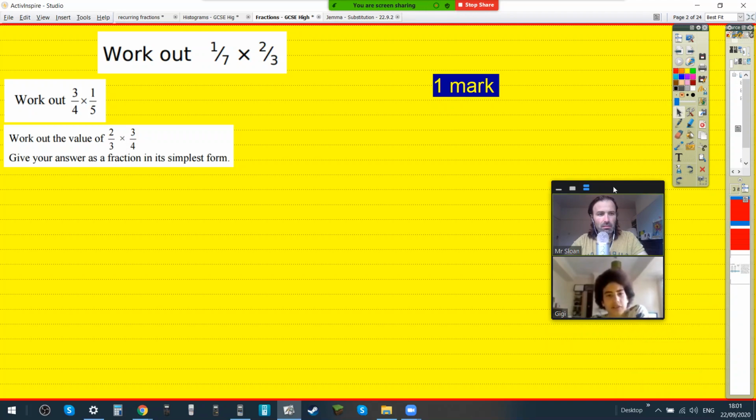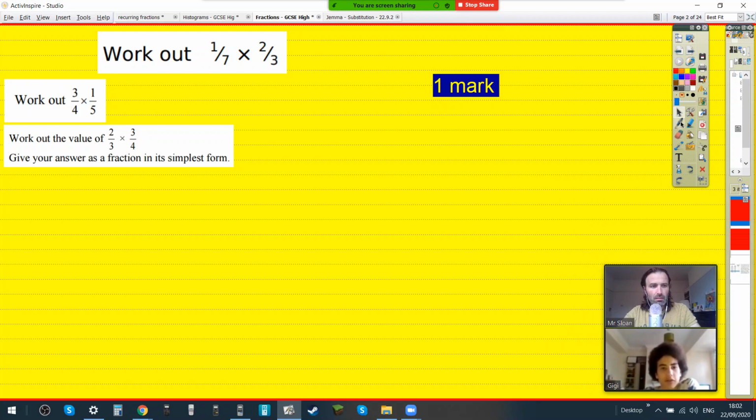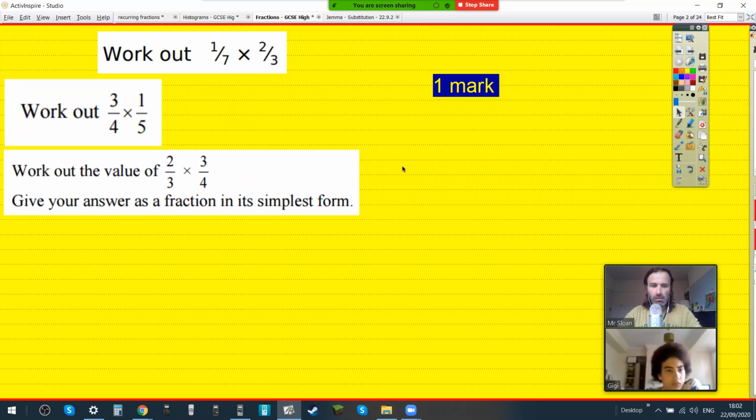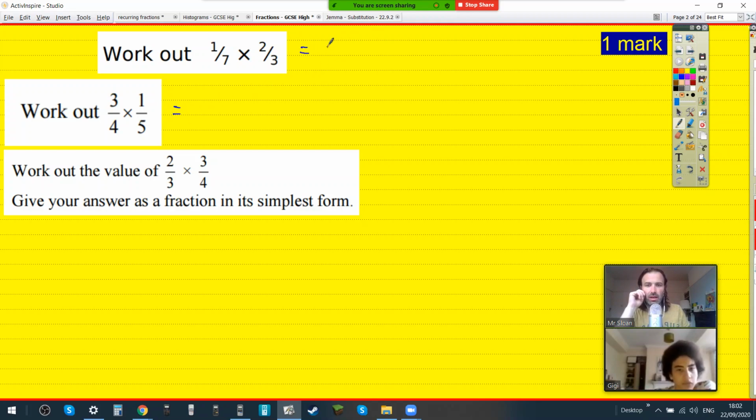When you multiply fractions, it's not the one where you find the lowest common multiple. That's adding and subtracting. Multiply across. So you times them diagonally, right? Nope. Straight across.